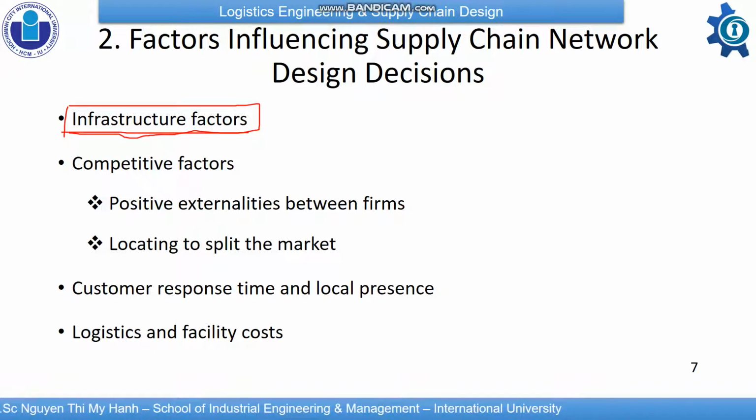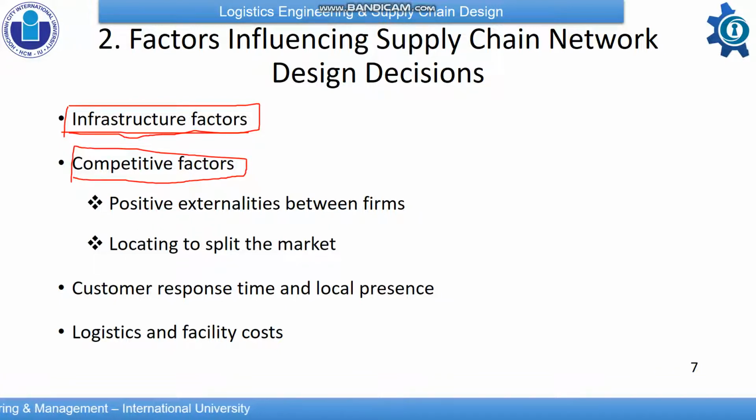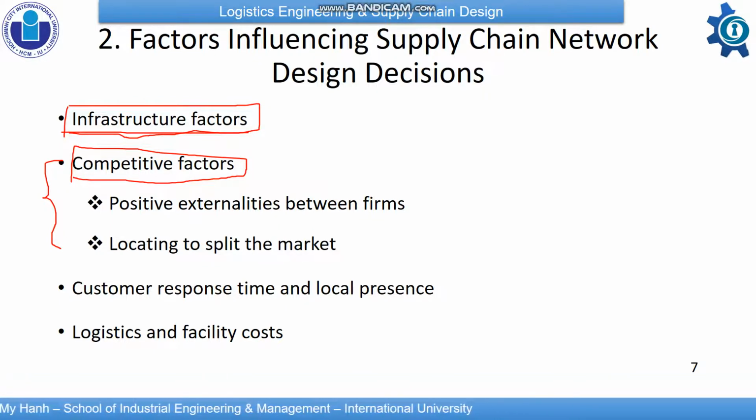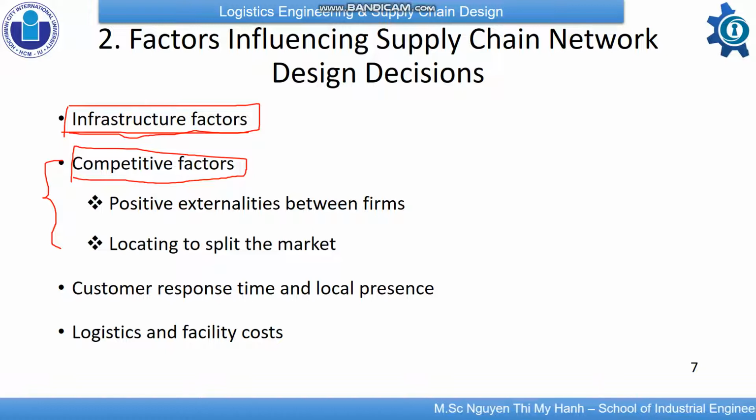And we also consider the competitive factor. What are competitive factors? I will talk about this after I go through the last two factors. So let's see the next factor that affects the supply chain network design decisions: the customer response time and the local presence.